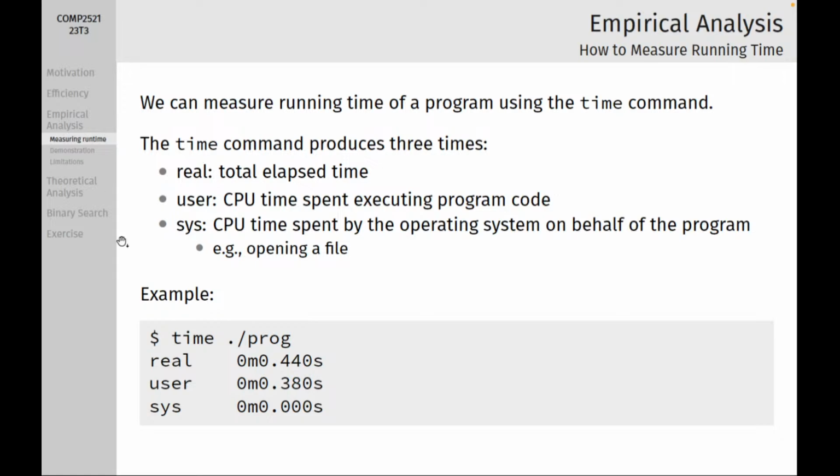Okay, and if you look at the timing results here, we can see that the program doesn't spend a lot of time in system operations, and the user time is 0.38 seconds, and the real time is 0.44 seconds. So we see that there is some time difference there, 0.06 seconds, which means that probably the CPU is spending that time executing some other program, not this program that's being timed.